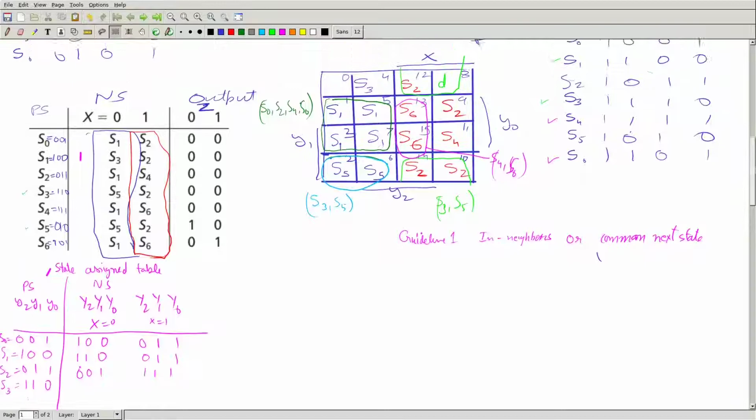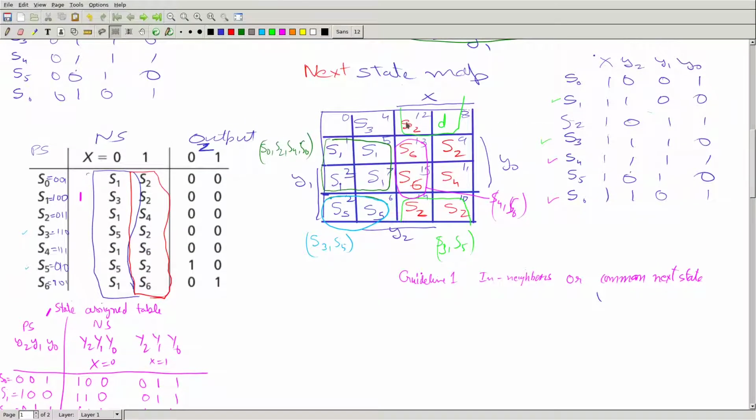So now we can appreciate why guideline 1 is important, right? It creates these groups of the same state because they are the common next state. So in the next states map, these states appear closer together.